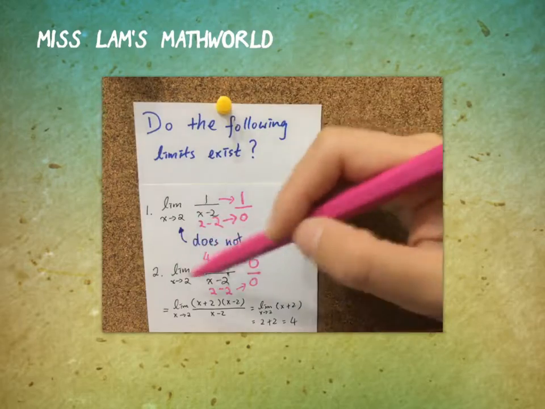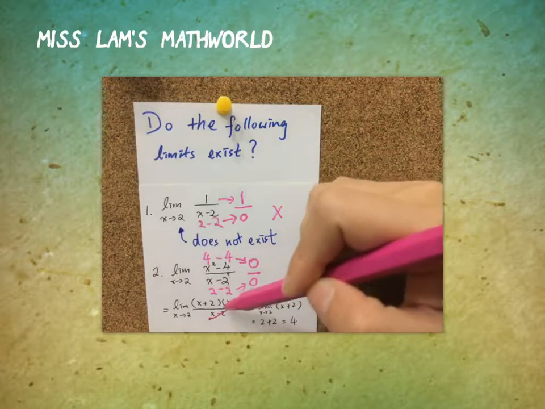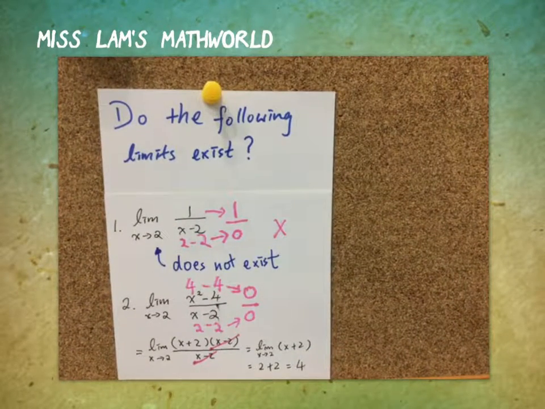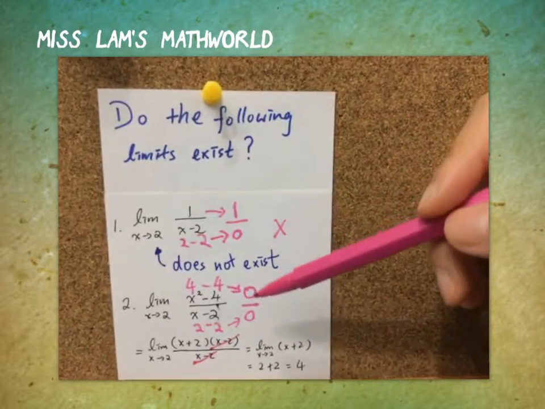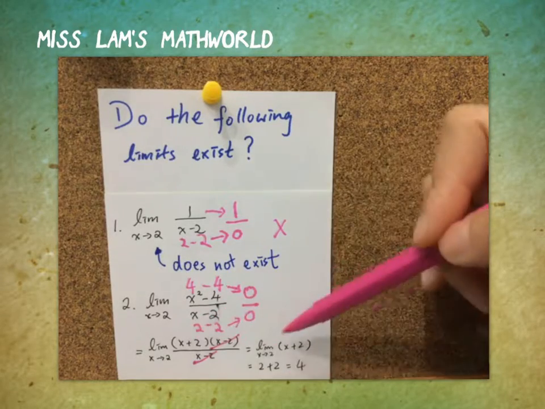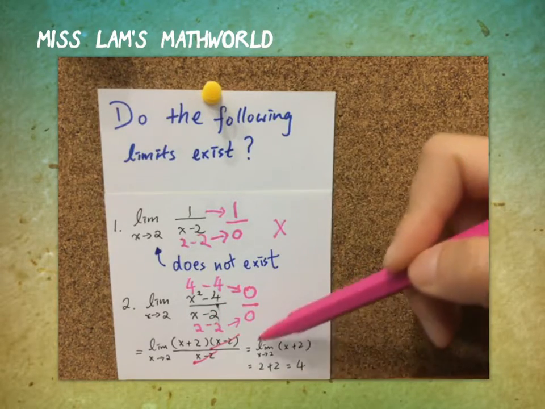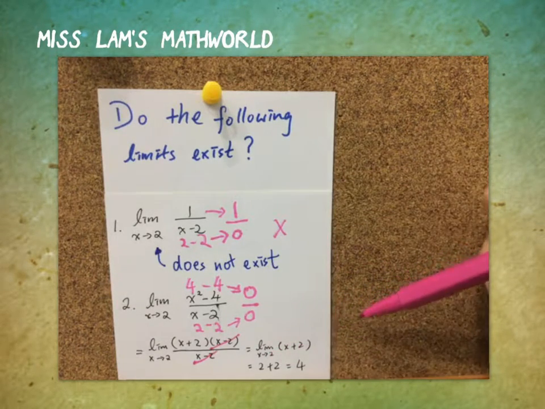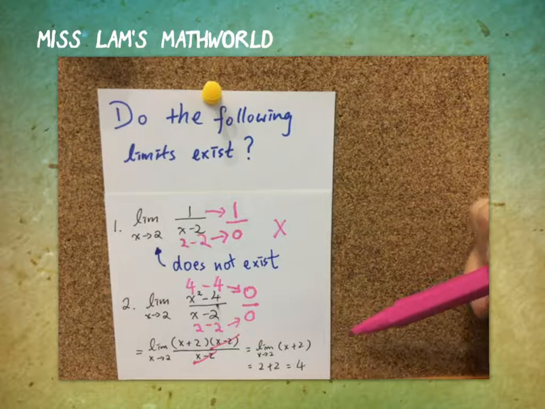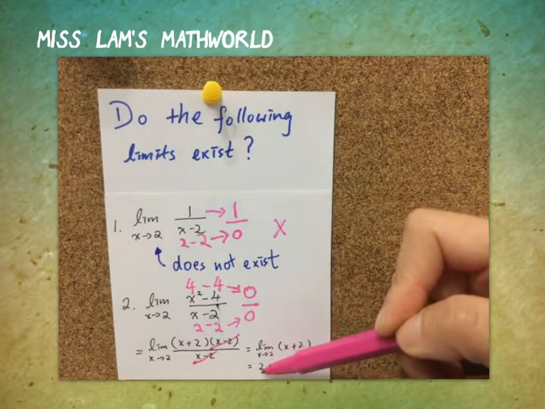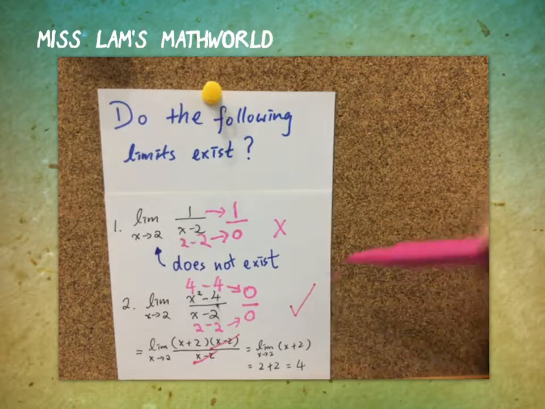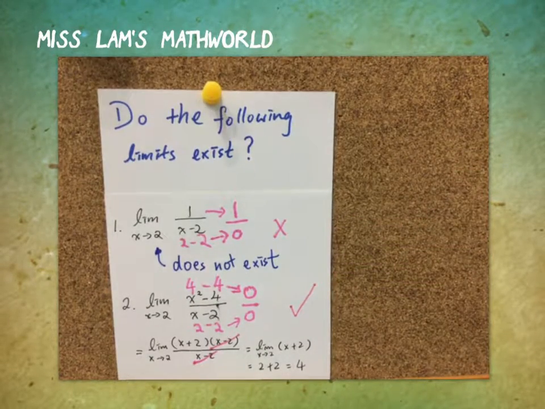Okay, so after factorization, we get x minus 2 as the common factor. Then we cancel them. After canceling them out, we will get x plus 2 only in the numerator. And then this one, the limit exists. And the limit is equal to 2 plus 2, which is equal to 4. So this is the answer for question 1 and 2.